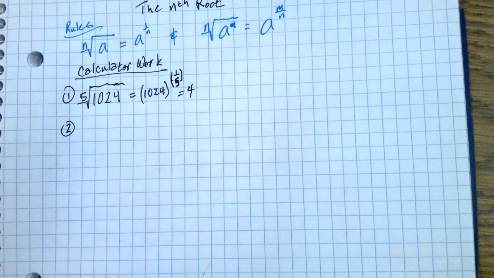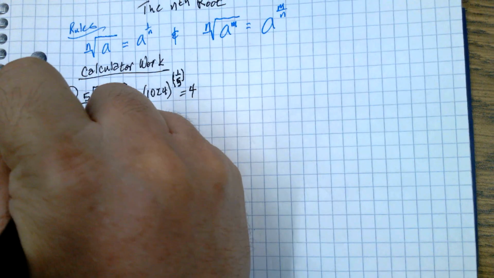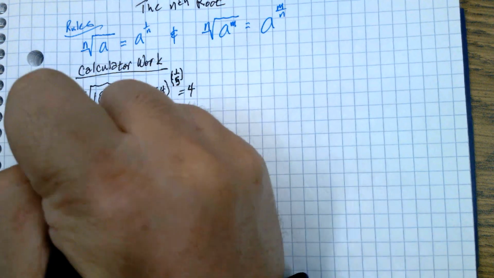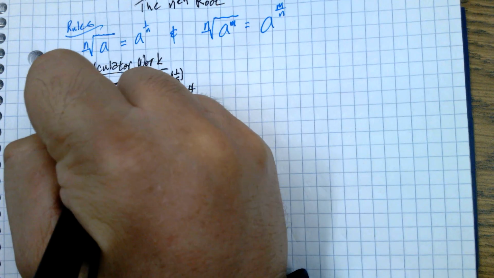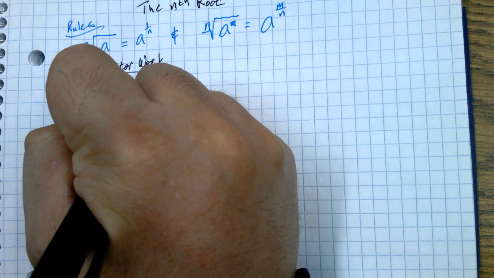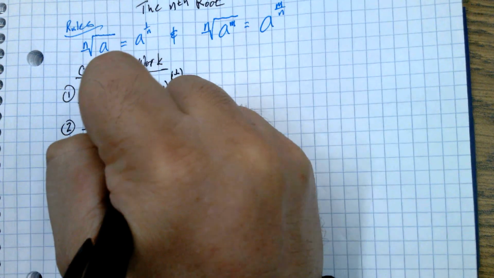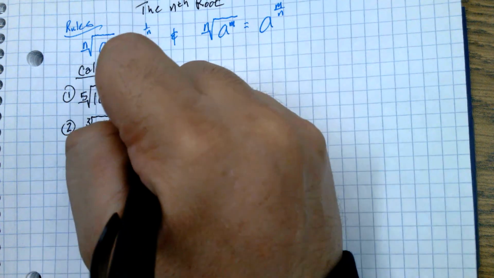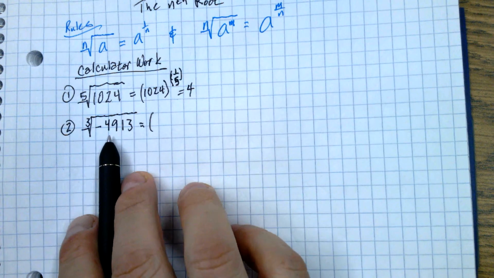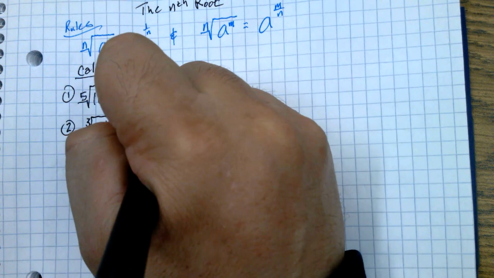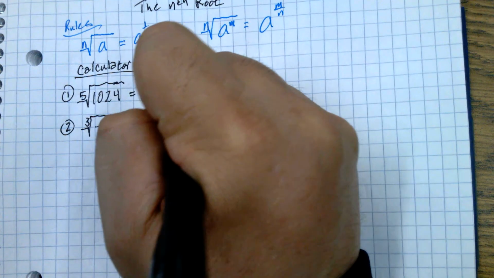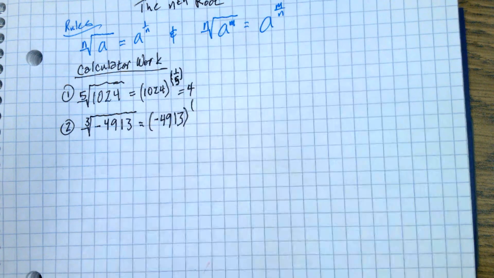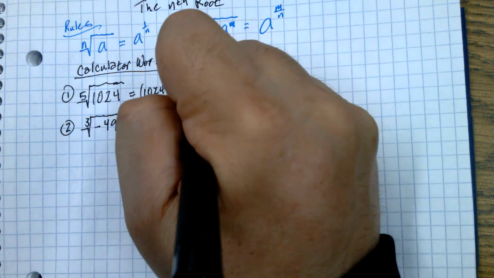Second example. For this example, we have a cube root of negative 4,913. And we're going to use this rule again. All right, so here we go. Open parentheses, negative 4,913, close parentheses. And we're going to raise that to the what power? 1/3, 1/3.